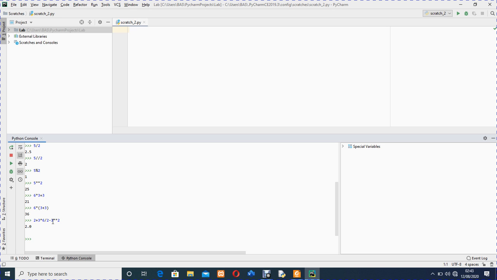When you say 3 to the power of 2, you have 9. Leave it as 9. Then 3 times 6, which is 18. According to the rule, divide by 2, you have 9. Then 2 plus 9, you have 11. Then 11 minus 9, your result is 2.